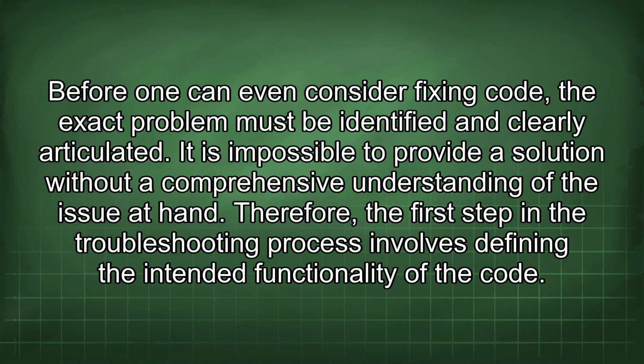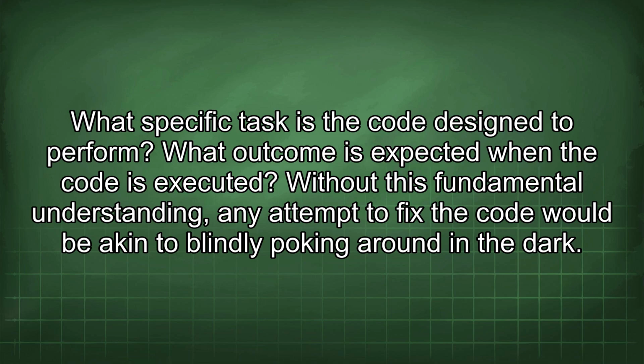Before one can even consider fixing code, the exact problem must be identified and clearly articulated. It is impossible to provide a solution without a comprehensive understanding of the issue at hand. Therefore, the first step in the troubleshooting process involves defining the intended functionality of the code. What specific task is the code designed to perform? What outcome is expected when the code is executed? Without this fundamental understanding, any attempt to fix the code would be akin to blindly poking around in the dark.